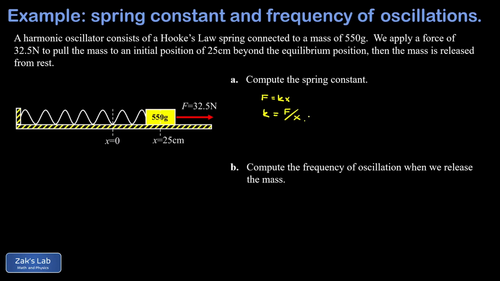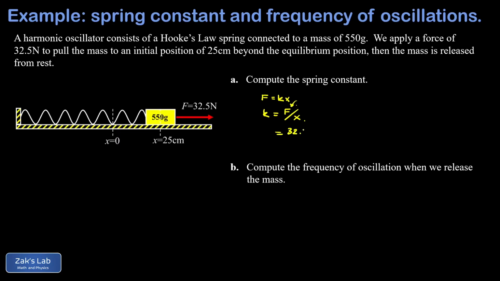So just to clarify, when we pull this thing to 25 centimeters from the equilibrium position, we're applying a force of 32.5 newtons to it. But everything is at rest here, so the spring is applying a force of 32.5 newtons in the opposite direction. And that's actually the F in Hooke's law, the force exerted by the spring.